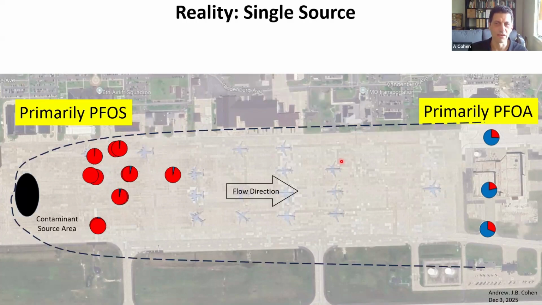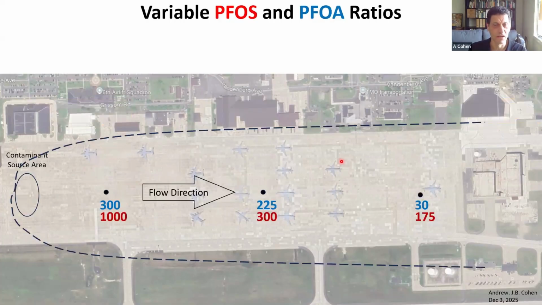The reality is that all of these samples are due to a single source. I'll take you through what's going on here, so why the pie is different. Let's now look at the individual concentrations, these hypothetical concentrations. You can see that the blue is the PFOA, the red is the PFOS. The concentrations decrease in the direction of groundwater flow. That's what we expect just based on groundwater transport fundamentals. But the rate of decline of these compounds is different, such that the ratio changes with distance.